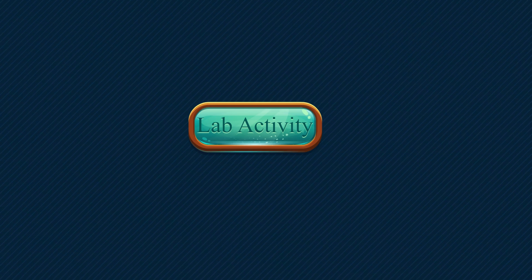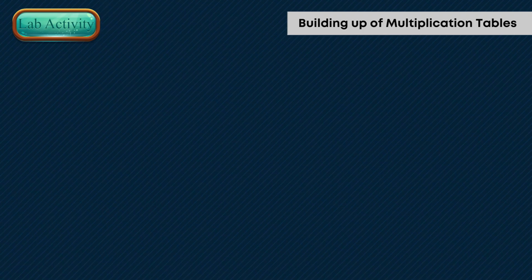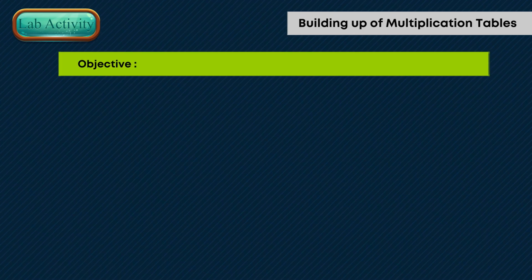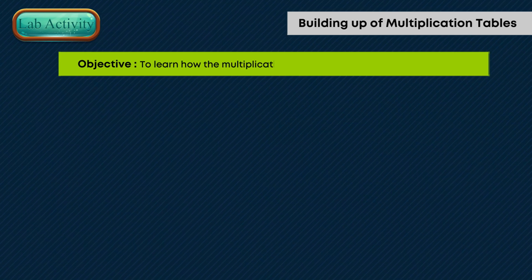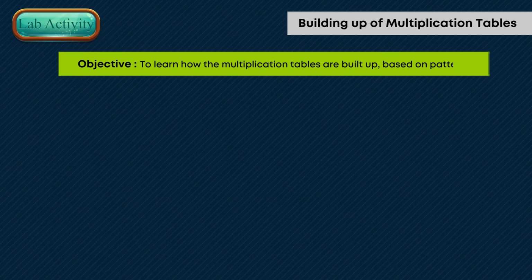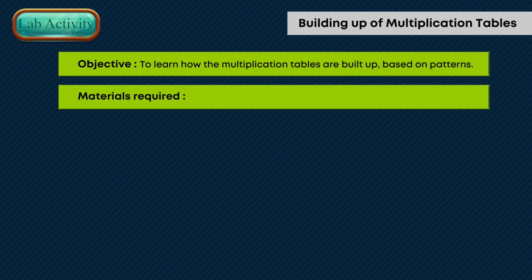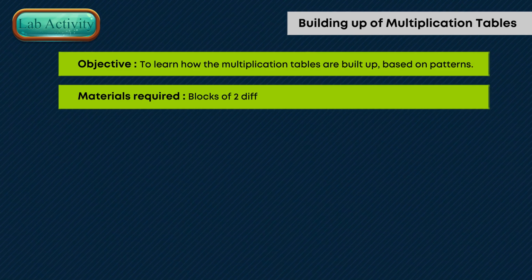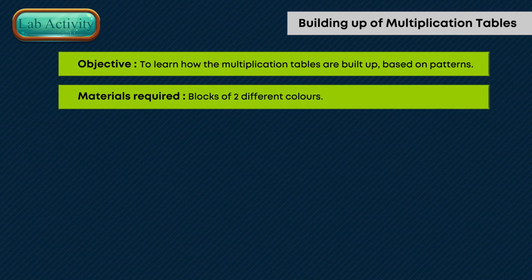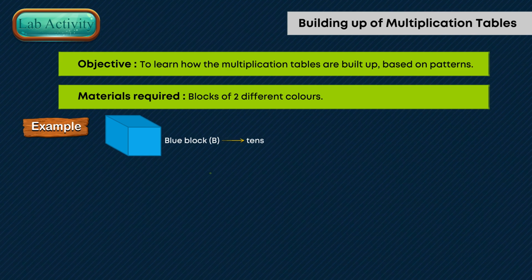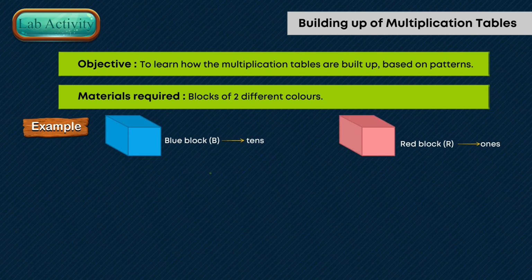Lab activity. Building up of multiplication tables. Objective. To learn how the multiplication tables are built up based on patterns. Materials required. Blocks of 2 different colors. For example, blue block B is tens. Red block R is ones.